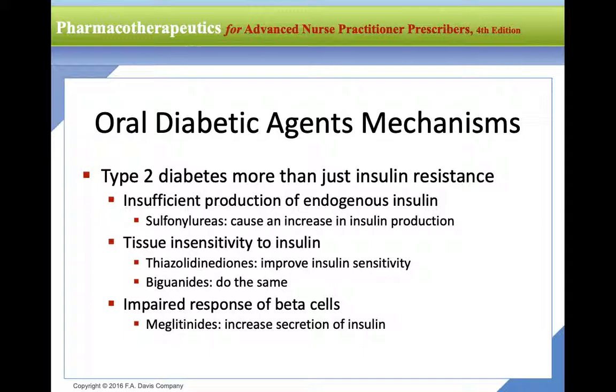So type 2 diabetes is more than just insulin resistance. It's an insufficient production of endogenous insulin. There's a loss of sensitivity to insulin from the tissues, and an impaired response of the beta cells. And so those are targets of our medications. One example is a sulfonylurea, which can cause an increase in insulin production. The TZDs, or biguanides, increase sensitivity to insulin, and then meglitinides increase the secretion of insulin response by beta cells.